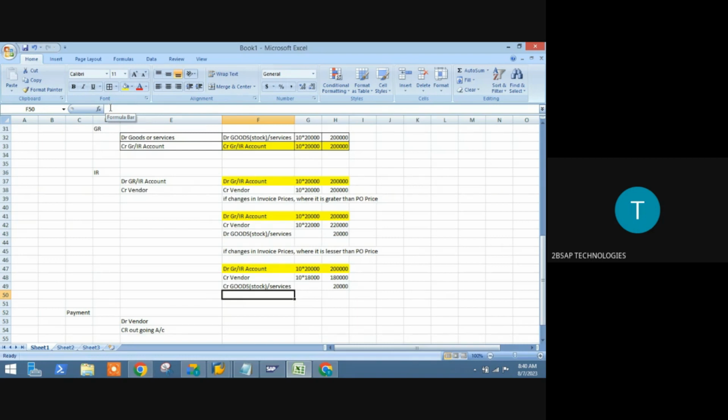This is what we call three-way matching. Three-way matching means PO versus goods receipt versus IR. That is your three-way matching.